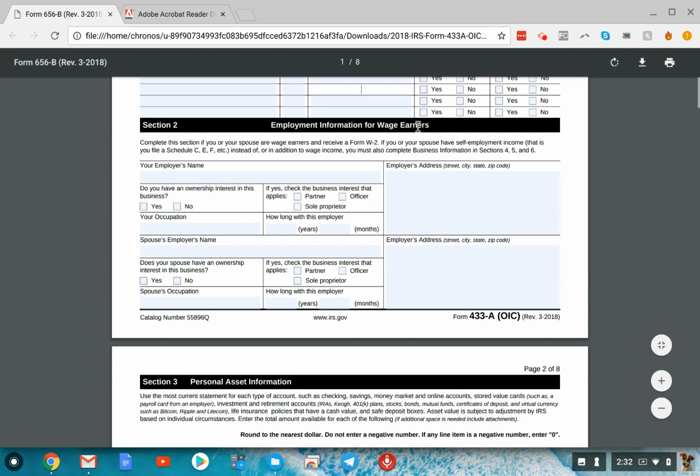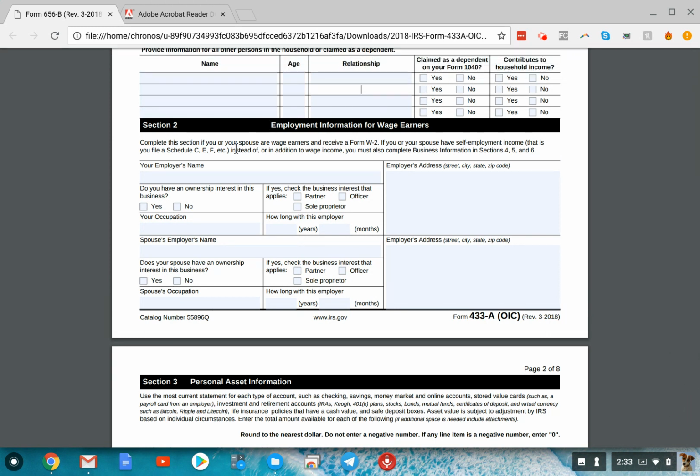So employment information for wage earners. This is section 2. So if you have a W-2 job, this is where you're going to fill it out. They're going to ask you where you work. Do you have an ownership interest? Most people it's going to be no. They're going to have the address, what type of job, how long you've been there. Then the same thing for your spouse.